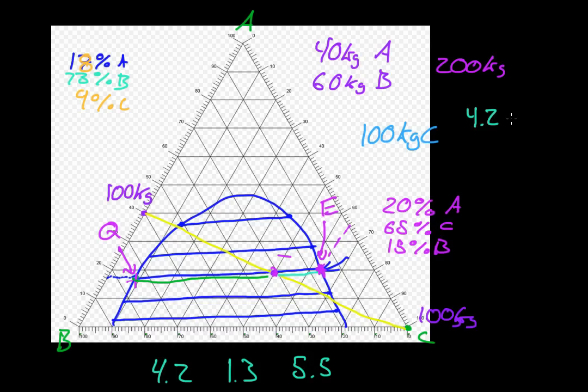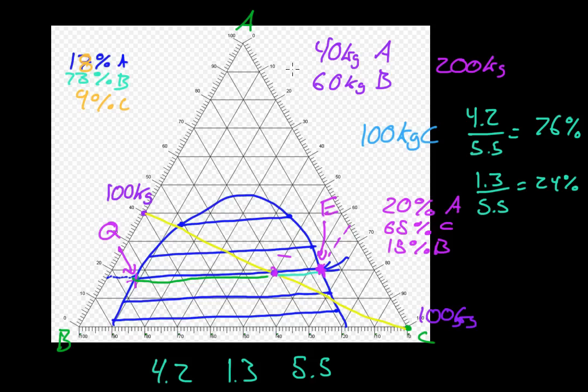So 4.2 divided by 5.5 is about 76%, and then 1.3 over 5.5 should be about 24%, but let's make sure. Yeah, that's about 24%. So 24% of our system is Q, and 76% of our system is E.